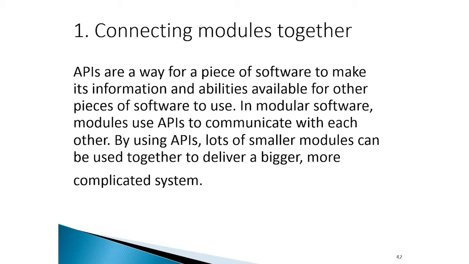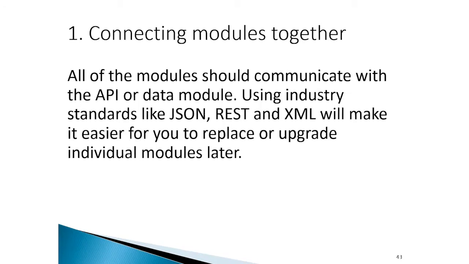So on the next slide, I've talked about this previously. All of the modules should communicate with the API or data module. And ideally, they should use industry standards like JSON, REST, and XML, which will make it easier for you to replace or upgrade individual modules later. There are a lot of industry standards in terms of the type of data exchange and the type of application programming interface that each of these modules can implement to talk to each other.